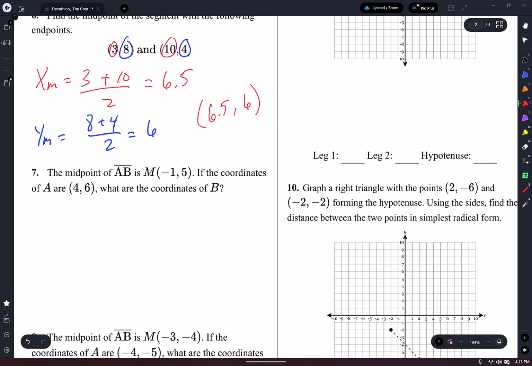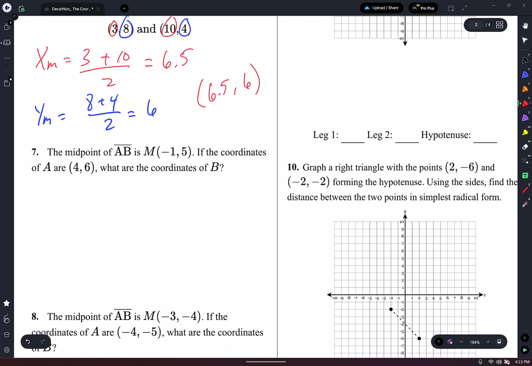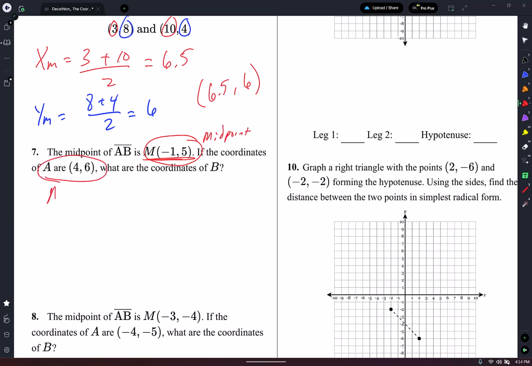How are we starting to feel? Are we starting to feel okay? Okay. On these right here, guys, 7 and 8, they're really the same. They just tell you the midpoint of AB is M, so M stands for midpoint. If the coordinate of A is 4, 6, what are the coordinates of B? So they want you to find B. You guys ready? I'm going to go slow. This is the midpoint. This is the coordinate for A. And they want to know the coordinates for B.